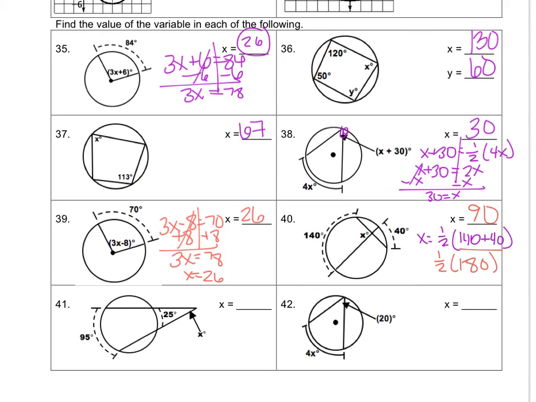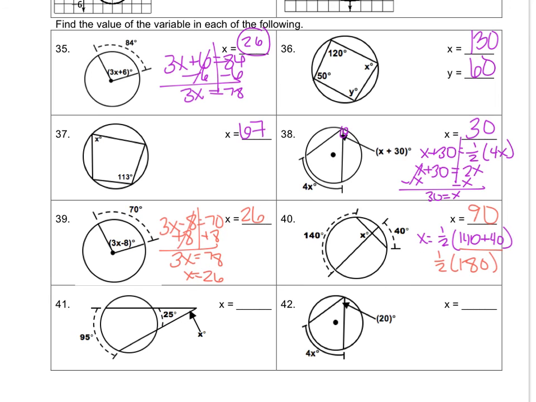Okay, and then on 41, there's a theorem that says if two secants, or a secant and a tangent, or two tangents intersect on the exterior, which it does, these two secants intersect on the exterior, then the measure of this angle is half of the positive difference. So we're going to do big minus small and then divide by 2 to find that missing angle.